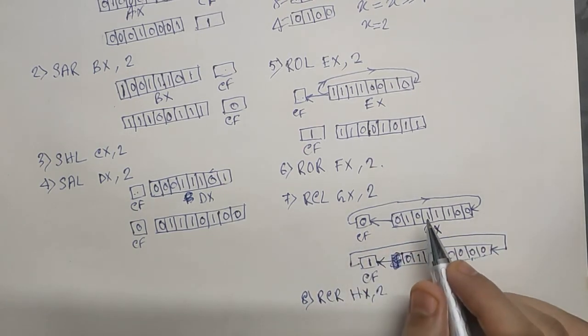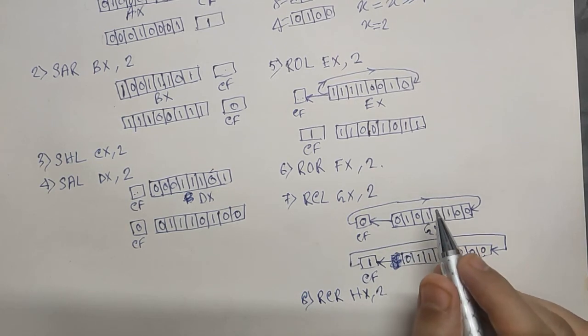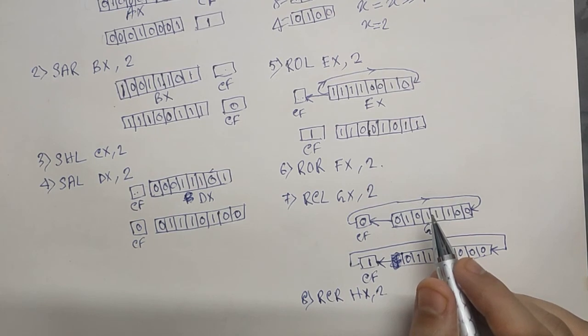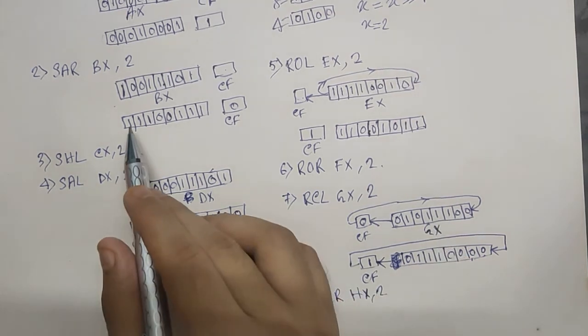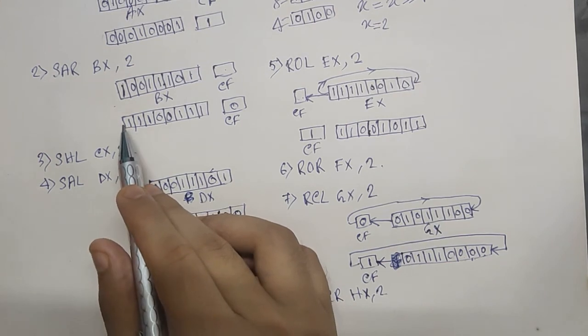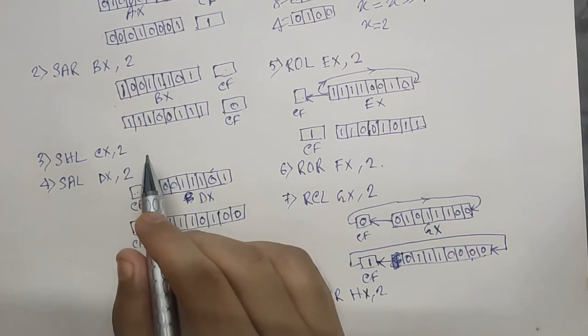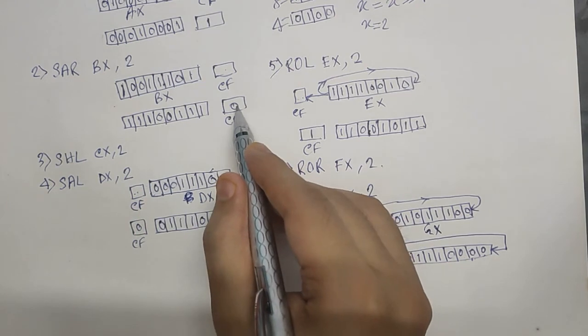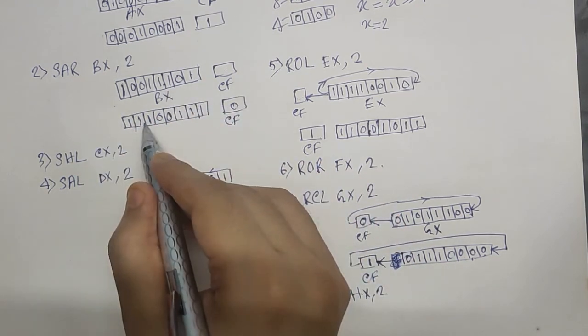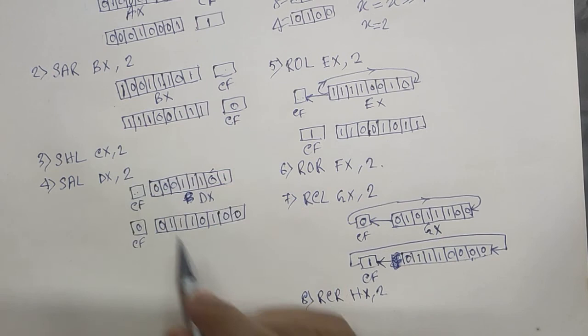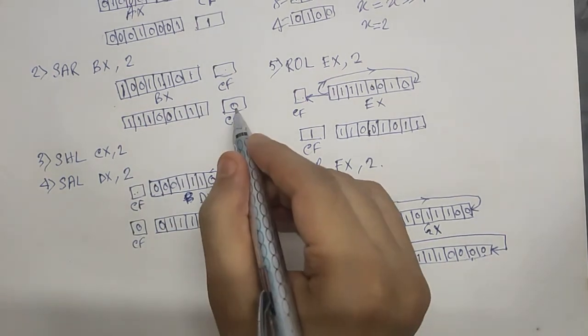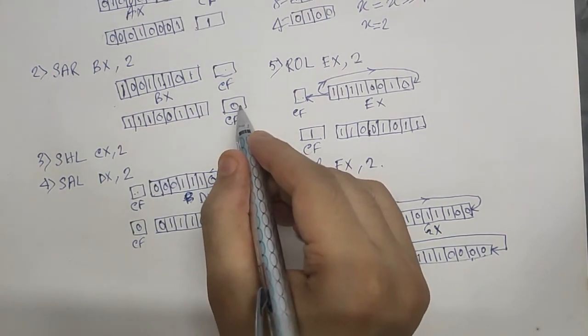And this time you do not need to do anything like what you have done earlier. That means the sign extension, because this time you don't need to do any sign extension, because your carry flag will come to the end, because you are rotating with carry. So no need to perform sign extension.